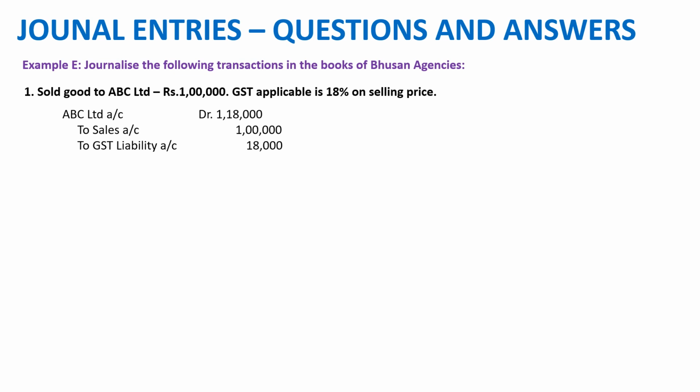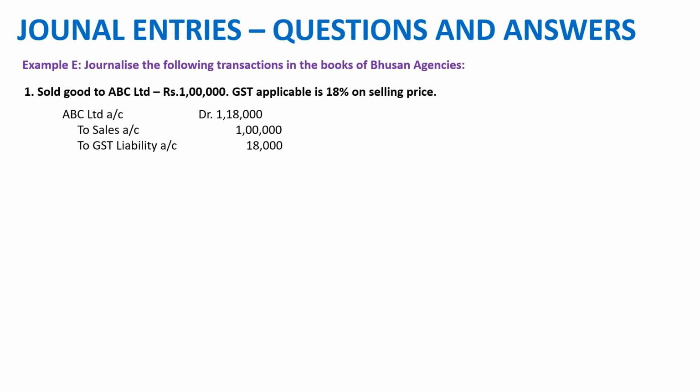hence debited. To sales, income is credit 1 lakh, and there is a GST liability, right? So GST liability is 18,000 because you have to pay to the government, hence it is a liability. And 18,000 is derived on 1 lakh. 18% of 1 lakh is 18,000, right? So total amount received from ABC is 1 lakh 18,000.